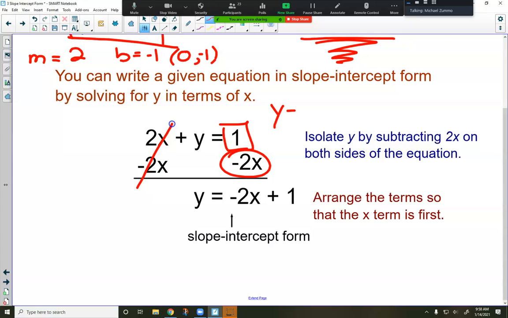Technically, you could write y equals 1 minus 2x. But we really want to have the variable expression be first, okay? So that negative sign goes with it. It's a package deal. We've talked about that. So it's negative 2x plus 1. Slope-intercept form is now set, right? We know that our slope is negative 2. We know our y-intercept is positive 1. And if we really wanted to graph this, we would be able to.